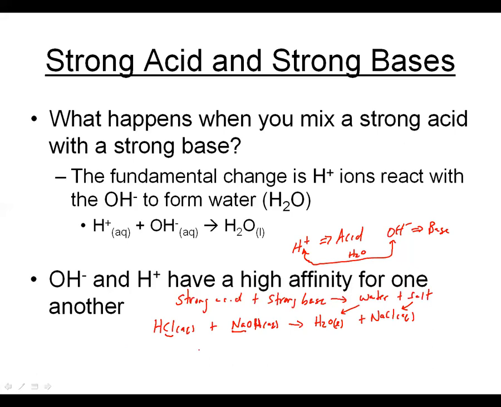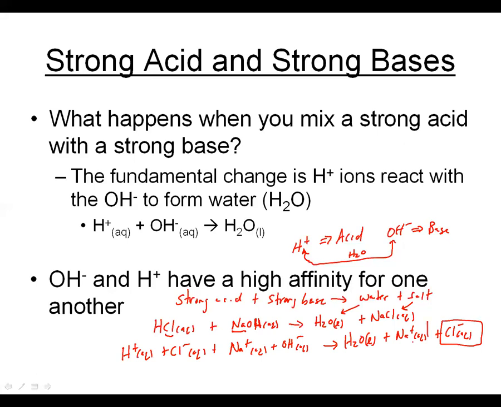And if you were to do our total ionic equation and break this apart, you would get H plus, Cl minus, plus sodium and hydroxide. Remember that water stays together as it is a pure liquid. The sodium on this side would work, and the chloride would come apart as well. That would give us our spectator ions, which, if you remember, are the same ions on each side. And our spectator ions would cancel out.